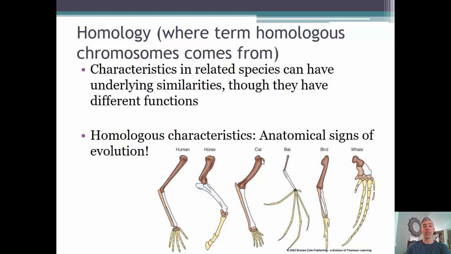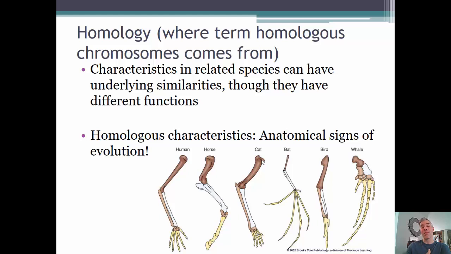So if we look at all of these mammals at the bottom, you can see the different bones in the arms of a human, a horse, a cat, a bat, a bird, and a whale. In a human, those bones are used to pick up and manipulate the environment. That's what our arms are used for. In a horse, it's used for running. In a cat, it can be used for walking and running as locomotion, but also as a weapon. Bats use those same bones as a wing. Birds use them as a wing. A whale uses them as a flipper to guide them through the water.